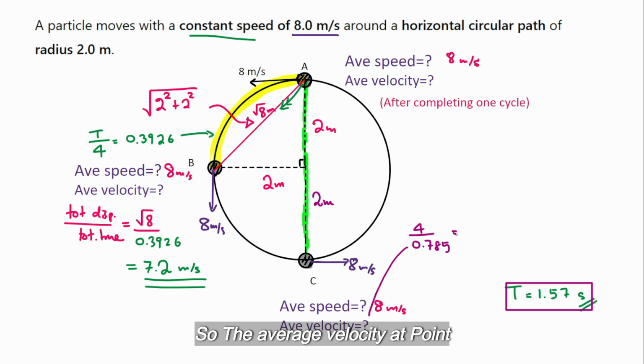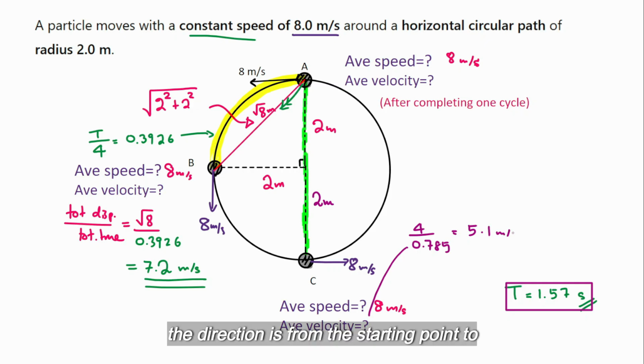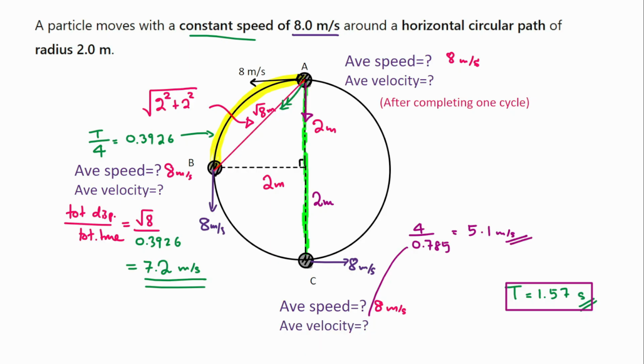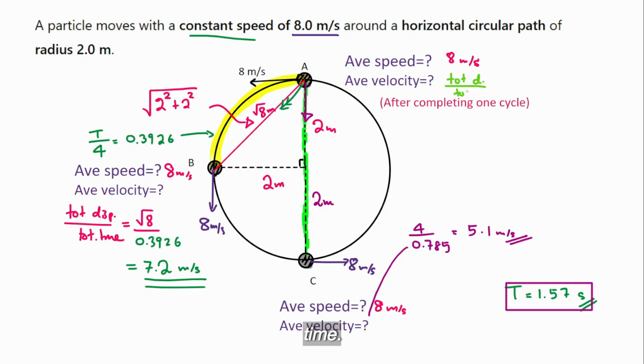So the average velocity at point C is 5.1 meters per second. Now the direction is from the starting point to end point, so it is vertically downwards like that. Now, after completing one cycle, average velocity is obviously total displacement divided by total time. Now, the total displacement is 0, and the time is 1.57. The answer here is 0.